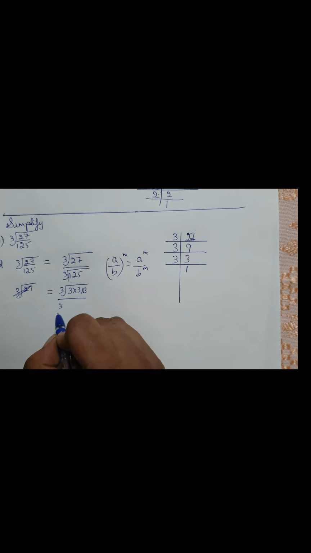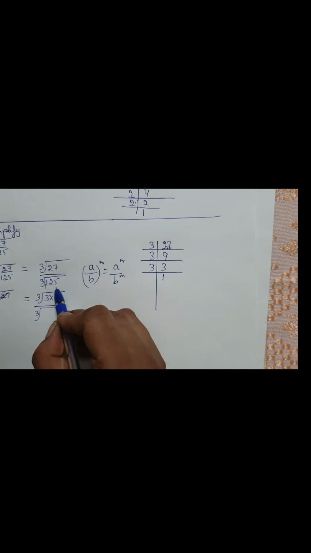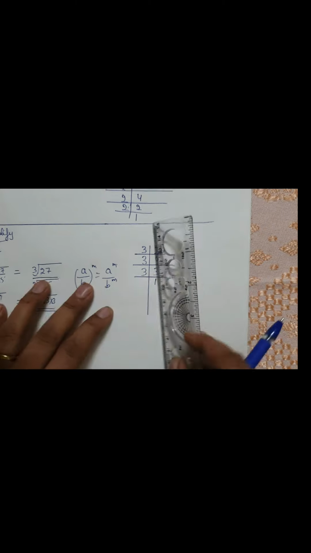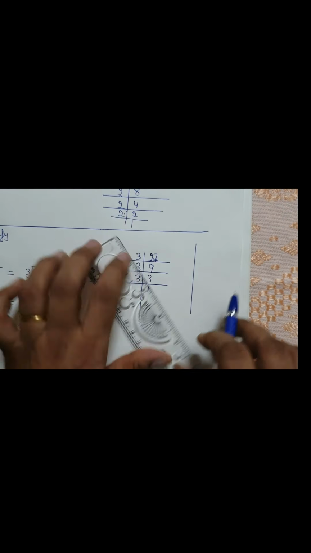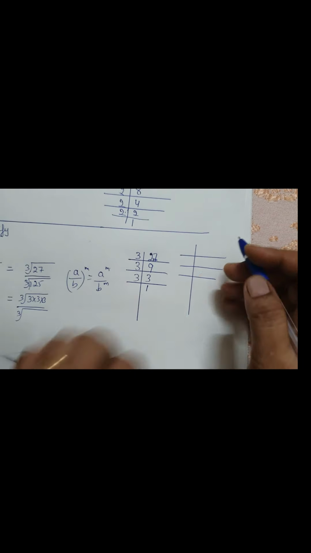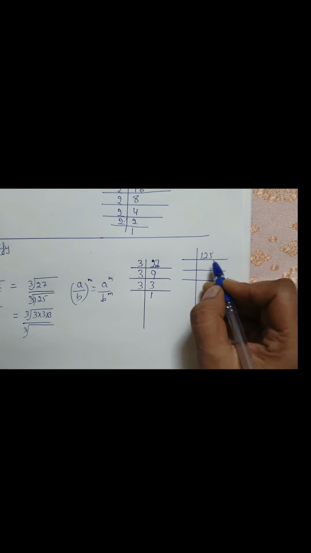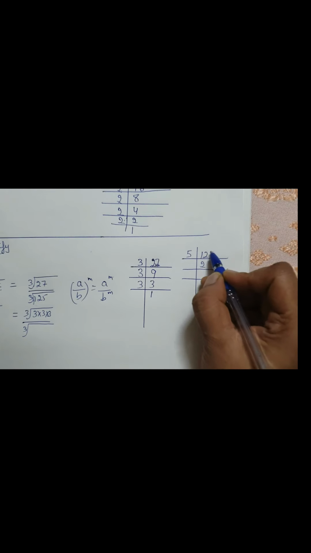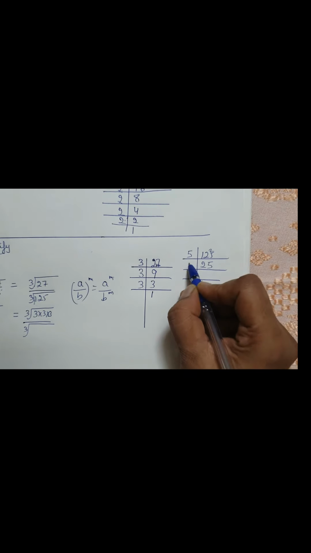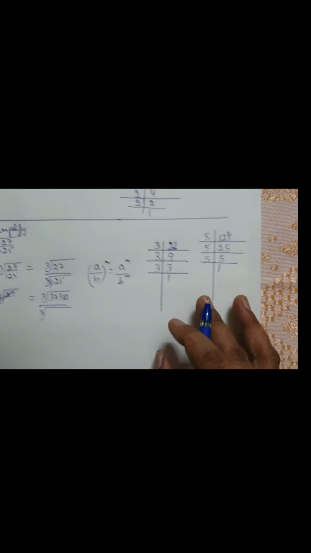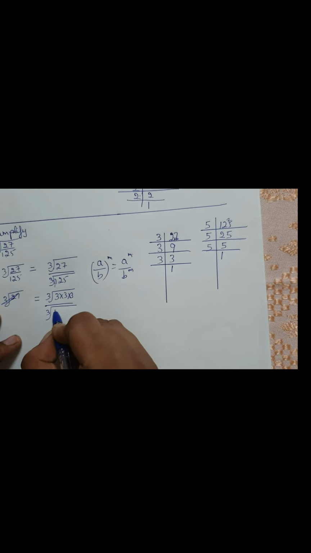Upon cube root of, now we have to find the factors of 125. So we will write 125. Now we have to take the 5 times table. So 5 2s are 10, 2 remain, 5 5s are 25. Again 5 5s are 25, 5 1s are 5. So we will write 5 multiplied by 5 multiplied by 5.